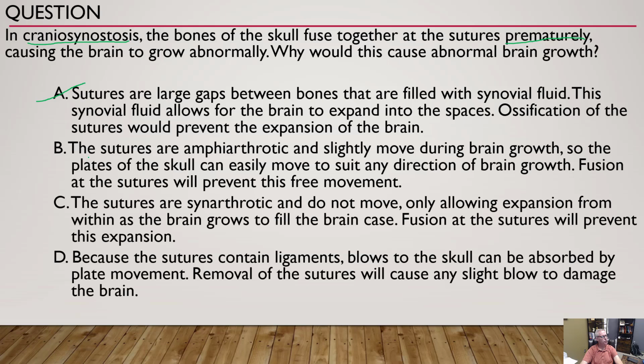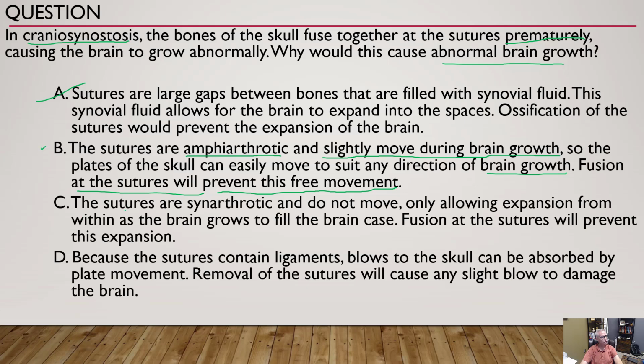All right, the sutures are amphiarthrotic and slightly movable during brain growth, so the plates of the skull can easily move to suit any direction of brain growth. Fusion at the sutures will prevent this free movement. Okay, so that sounds like a viable answer. Causes abnormal brain growth. Okay, so we'll keep that one for now.